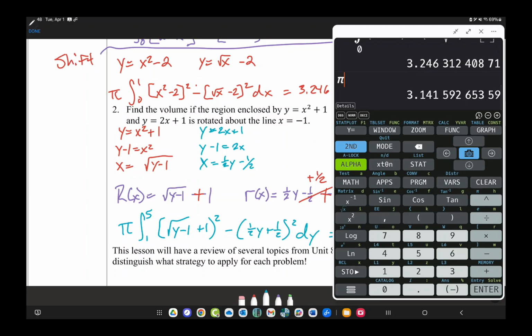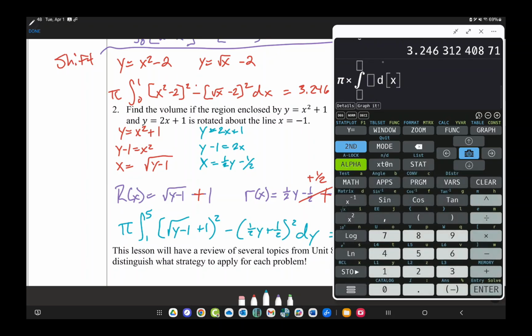Second, pi times the integral from 1 to 5 of the square root of x plus 1, plus 1, squared, minus 0.5 plus 0.5, squared, which gives 16.755.